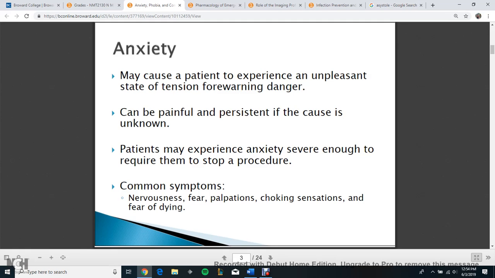Patients may experience anxiety severe enough to require them to stop a procedure. Common symptoms are nervousness, fear, palpitations, choking sensations, and fear of dying.